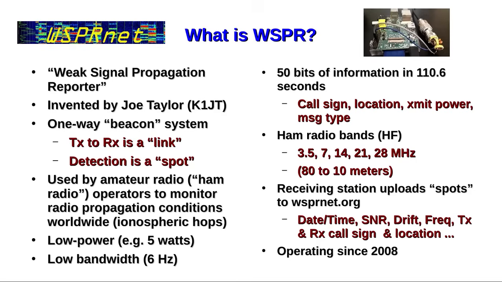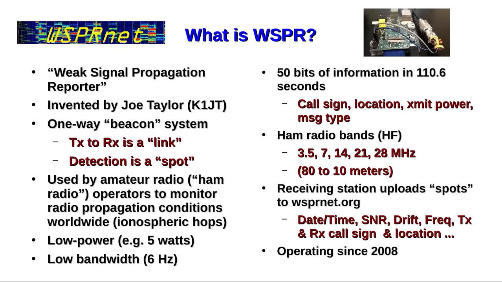WSPR stands for Weak Signal Propagation Reporter. It was invented by Joe Taylor. It is a one-way beacon system between a transmitter and receiver. The path connecting the two is a link, and a single decoding of a transmission is a spot. Transmissions are made every 2 minutes. Its purpose is to monitor radio propagation conditions worldwide. The primary mechanism is by radio signals bouncing off the ionosphere, often via multiple hops.